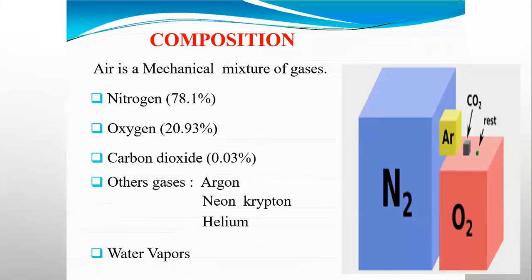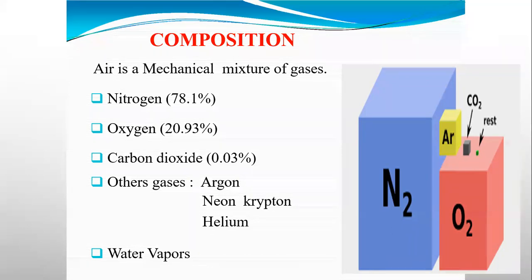Coming to the composition of the air: it constitutes 78% nitrogen, 21% oxygen, and carbon dioxide 0.03%. The other neutral gases are the inert gases, like argon, neon, krypton, and helium. Water vapors and dust particles are also in the composition of the air. So normally air is composed of this.